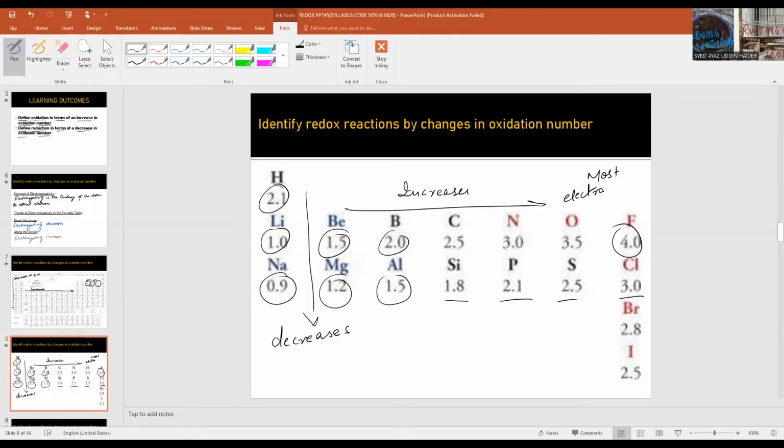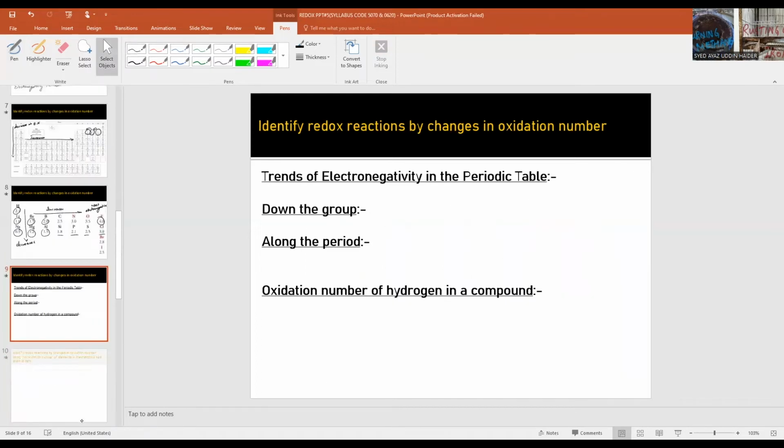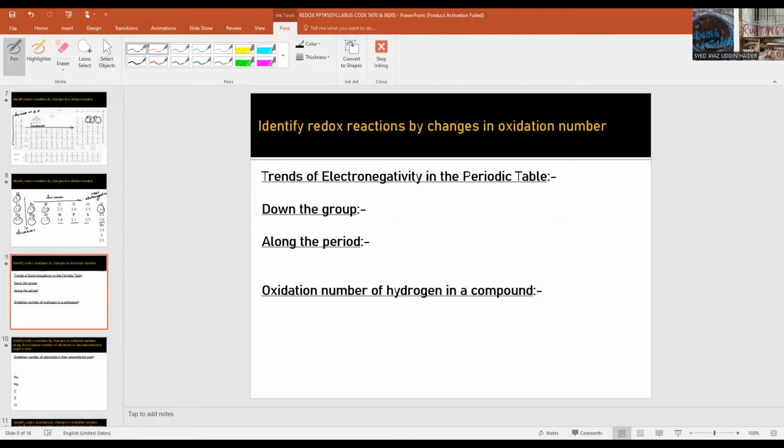You don't need to learn these values at this stage. You just have to remember the trend. So what is the trend down the group? Decreases. Along the period, increases.